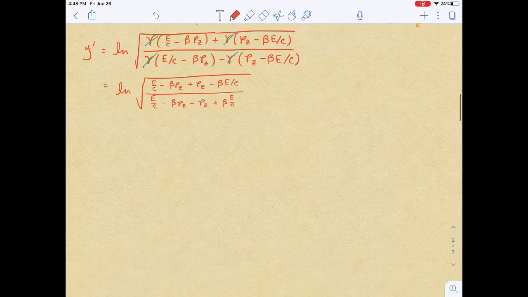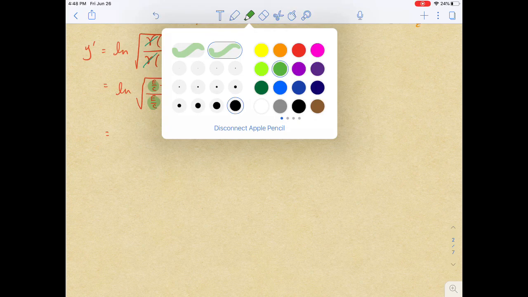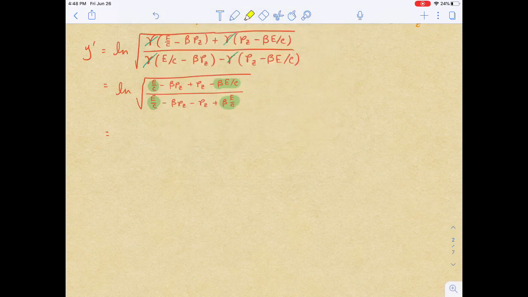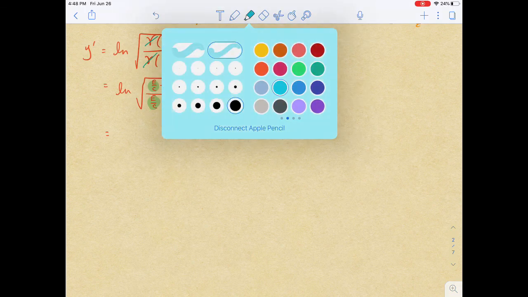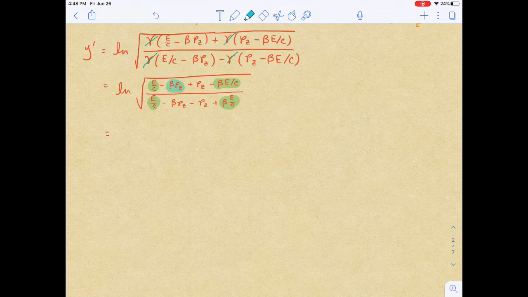Now we will have to simplify, and one way we can simplify is to regroup here, and let me highlight the terms that we are going to regroup. We see e divided by c here, e divided by c here. And the other group is, I'll highlight it with blue. Here we see an abundance of pz. So we will regroup it like that.